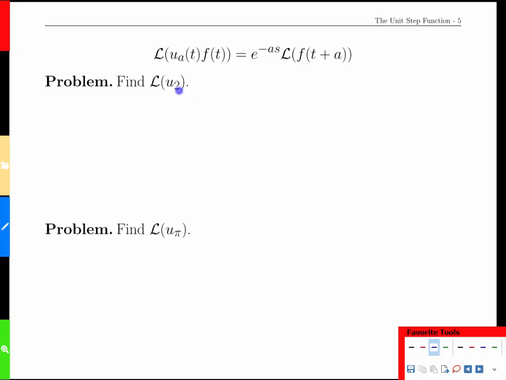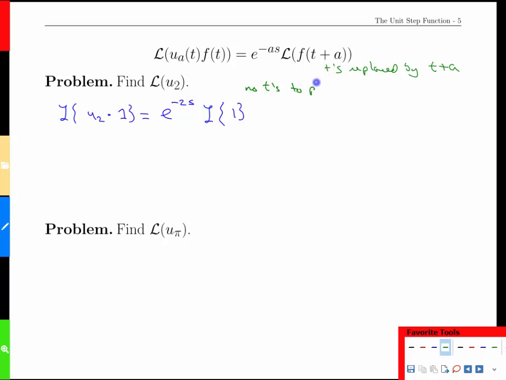If we want to take the Laplace transform of u2, not the band, just the function, you'll have u2 is effectively times 1. And so if we want to recreate that, we would get e to the minus as, where our a is 2 here, e to the minus 2s. And then we'd follow up with the Laplace transform of our function with all the t's replaced by t plus a in this case here. Well, in this function, we just have the 1. So there are no t's to replace. So it's actually pretty simple.